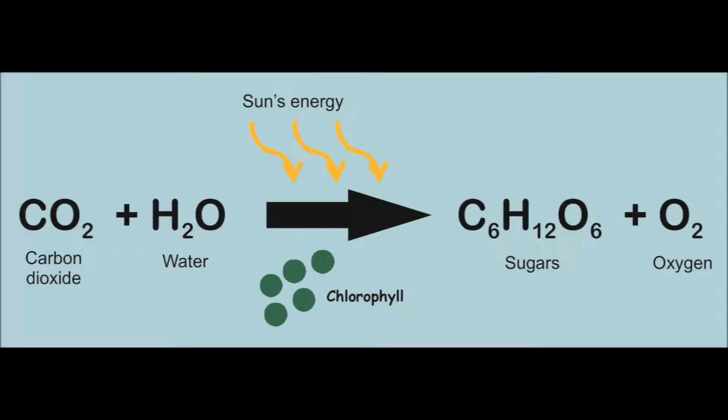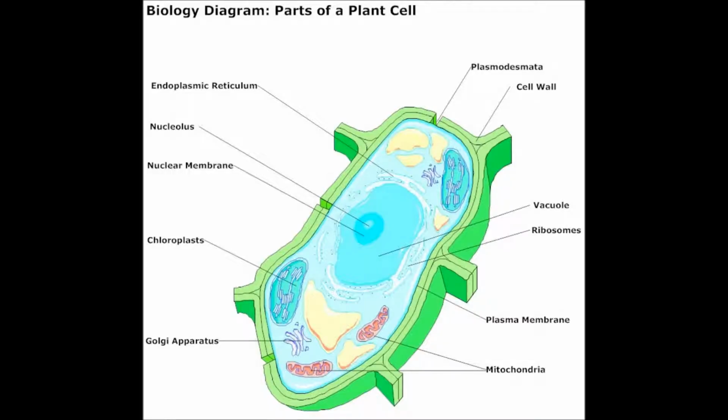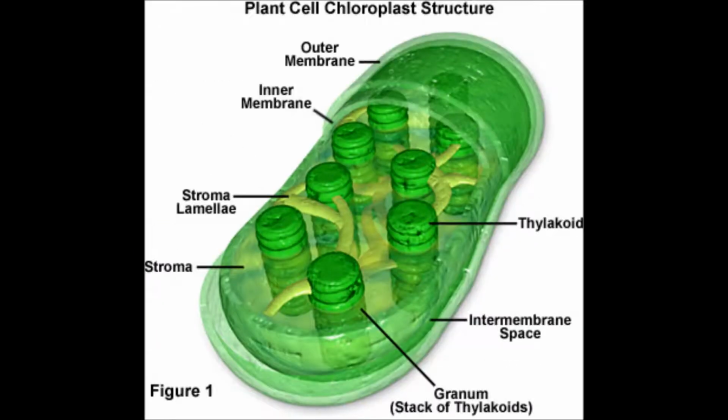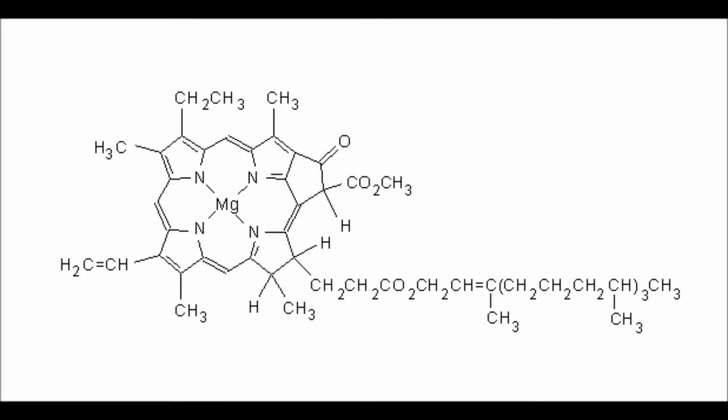Photosynthesis is driven by chlorophyll, which is the primary pigment that gives leaves their green color. Chlorophyll is found in the chloroplast of a plant cell. The chloroplast consists of multiple stacks of thylakoids. Chlorophyll molecules are embedded in the membranes of these thylakoids. The basic structure of a chlorophyll molecule is a ring coordinated around a central magnesium atom.